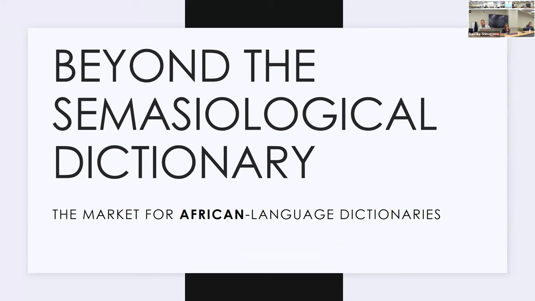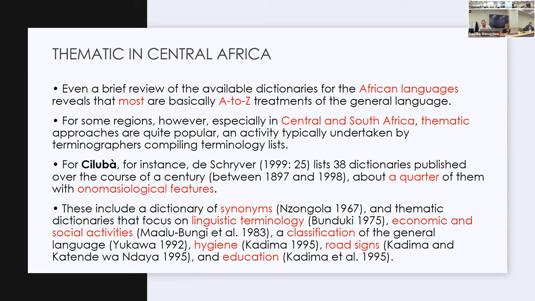Now, if we look at the African and more specifically the Bantu language markets for semasiological dictionaries, we see that unfortunately most African language dictionaries are A to Z lists to this day. There are exceptions for Central and South Africa where thematic approaches are more popular. In my MA in 99, I, for example, showed that for Chiluba, a quarter of them were actually thematic dictionaries. Dictionaries of synonyms, dictionaries with just linguistic terminology, economics, classifications, hygiene, road science, and education.